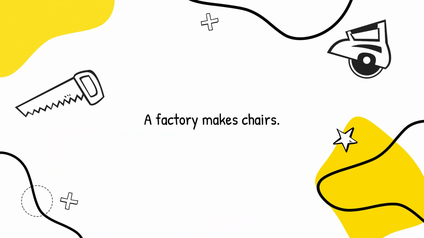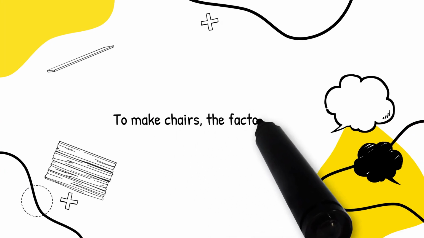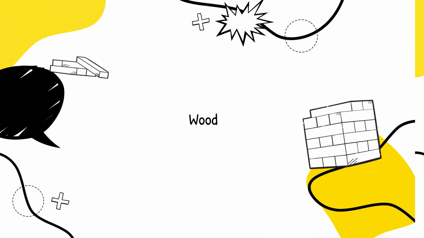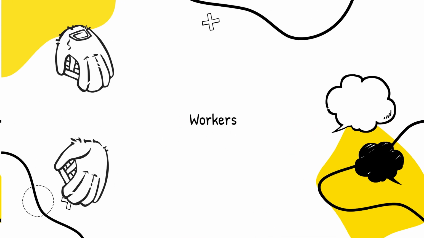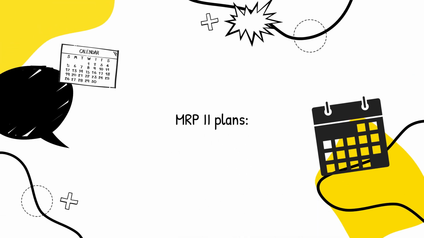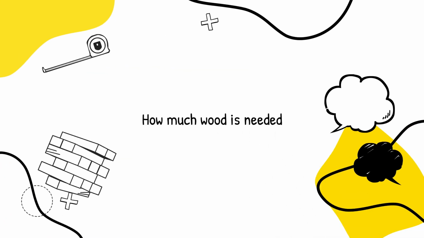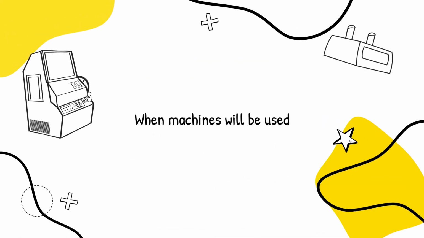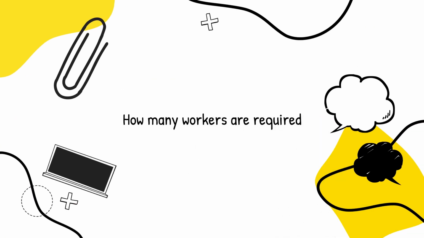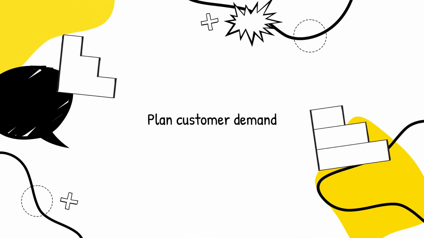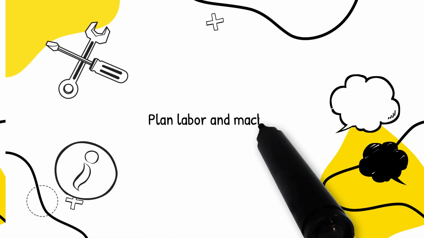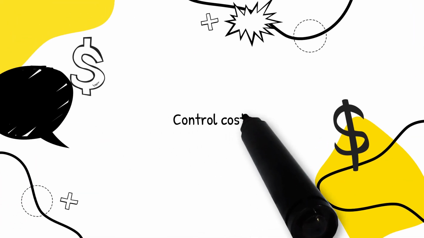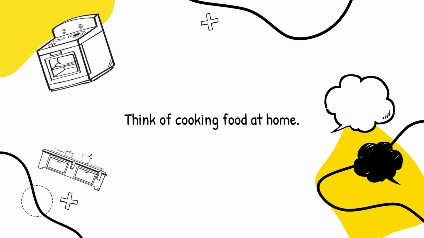A factory makes chairs. To make chairs, the factory needs wood, nails, machines, workers. MRP II plans how much wood is needed, when machines will be used, how many workers are required. Plan customer demand, plan production schedule, plan materials, plan labor and machines. Control costs.